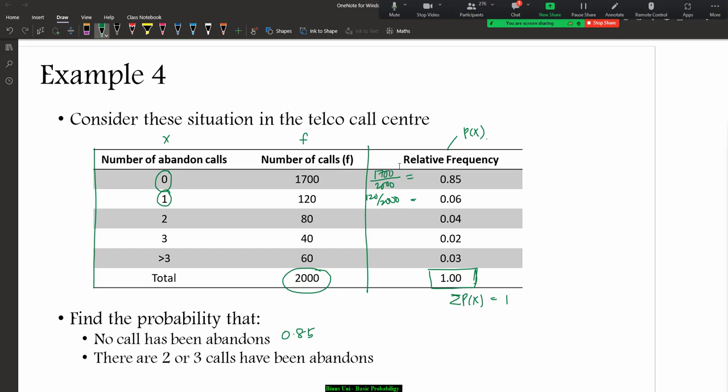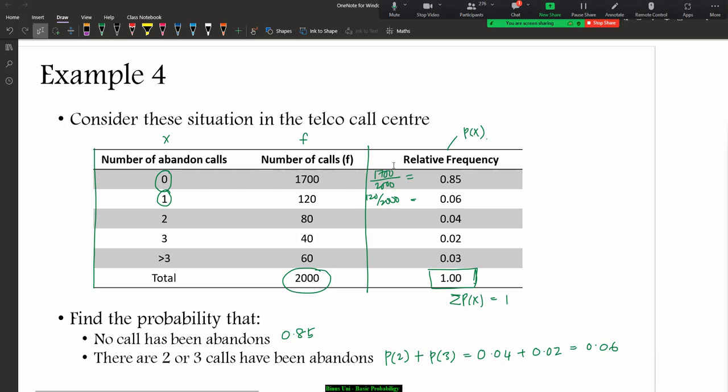So let's say there are 2 or 3 calls that have been abandoned. So probability of 2, or in mathematics we say plus, probability of 3. The probability of 2 calls abandoned is 0.04 plus 0.02, which is equal to 0.06. Very simple. For relative frequency, it's very simple. We just look at the numbers in the frequency table.